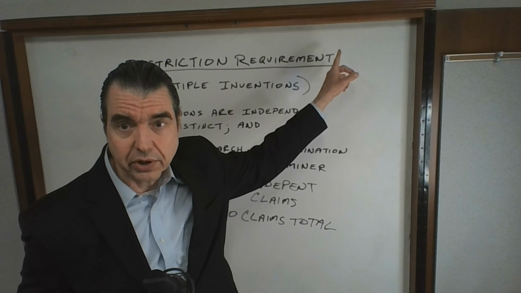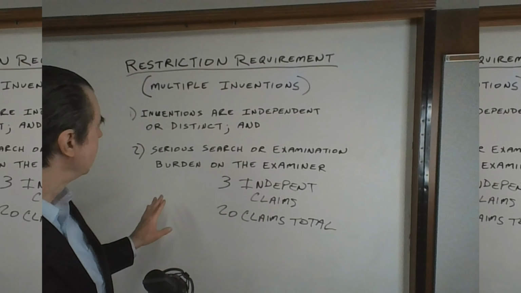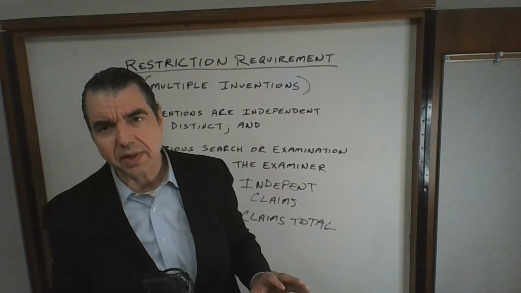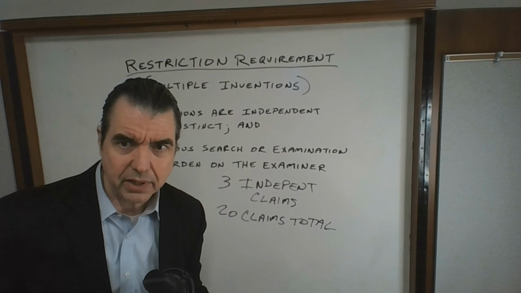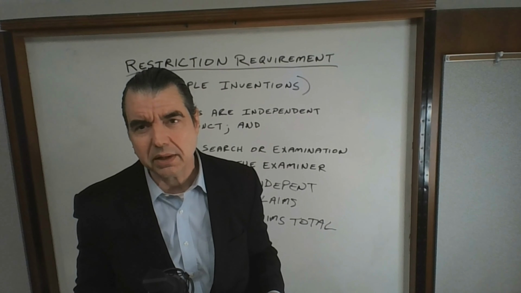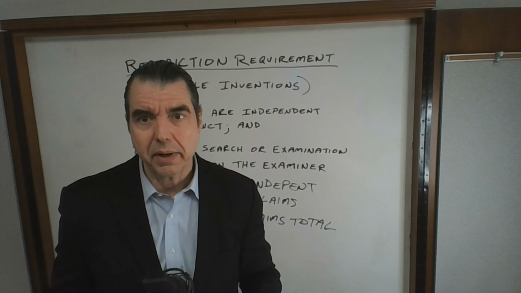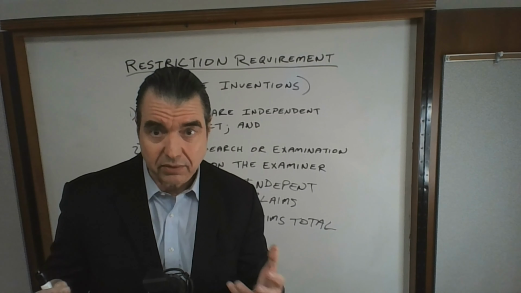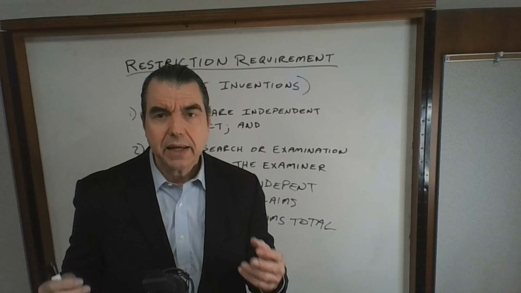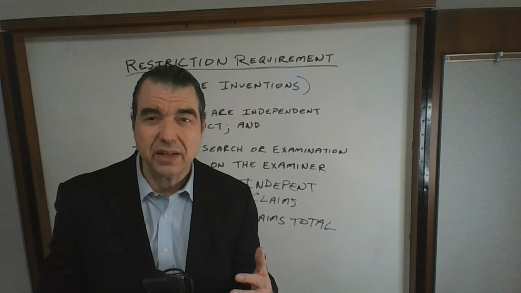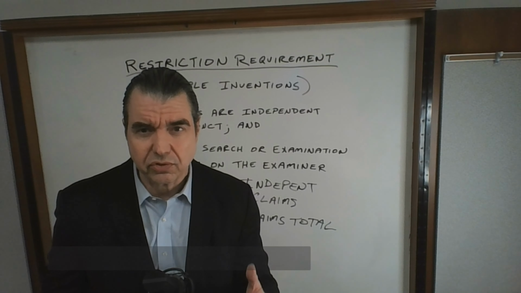Now, the second requirement for the examiner is that it would be a serious search or examination burden. So what that usually means is that if you look at those 2 or more claims, however many inventions the examiner believes that you have in your application, each one of them would require the examiner to perform a search in what's called a different art class or subclass.